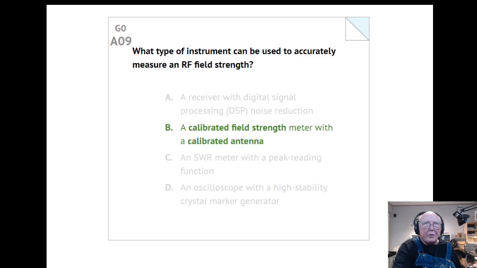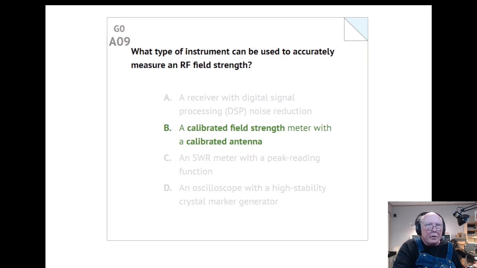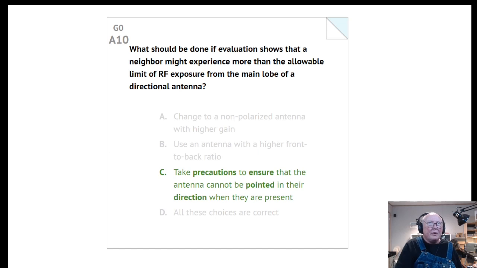What type of meter or instrument can be used to accurately measure an RF field strength? Calibrated field strength meter. And a field strength meter is probably one of the easiest things, if you choose to make one, that you'll ever make. It's basically a Zener diode and a loop of wire will work, but it's not calibrated. It'll just show you that there's RF. So you need one that's calibrated. A10, question 10. We're nearly to the bottom of A's.